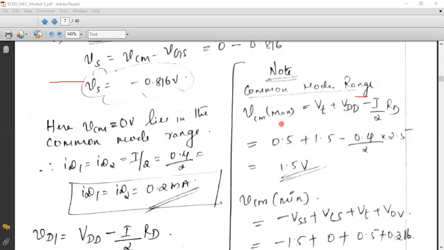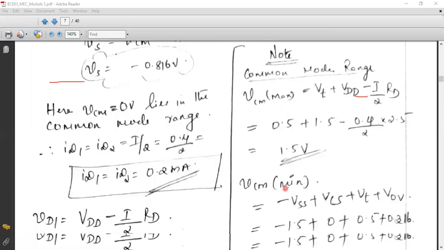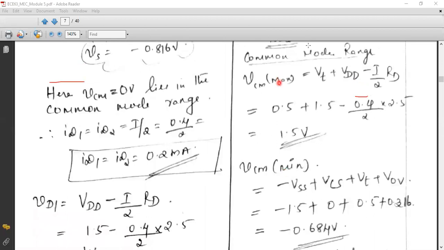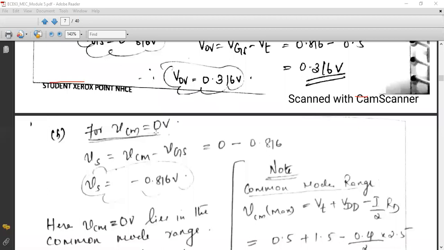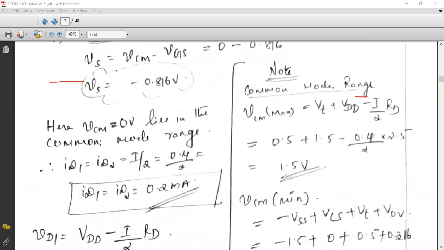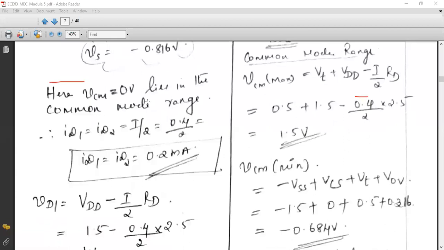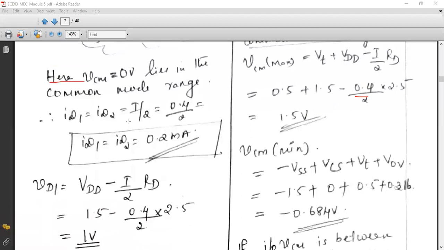So now you got the maximum and minimum voltage, right? Yes, minimum voltage is negative 0.684. Very good. So what about the input that we have given now? The input is 0 volt and this 0 lies between VCM max and VCM min, isn't it? So write this comment: VCM is equal to 0 volt, which lies in between the maximum and minimum limit. Therefore, that clearly satisfies the common mode range condition.